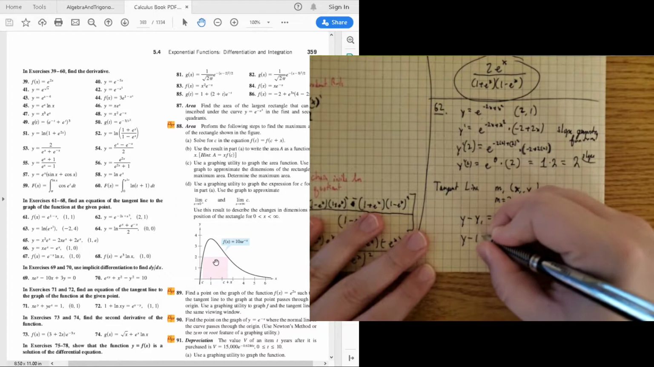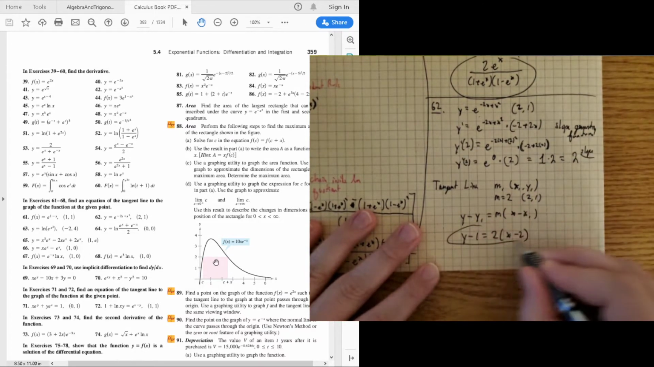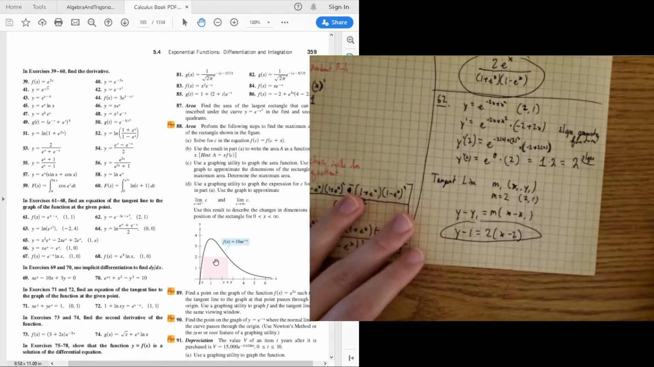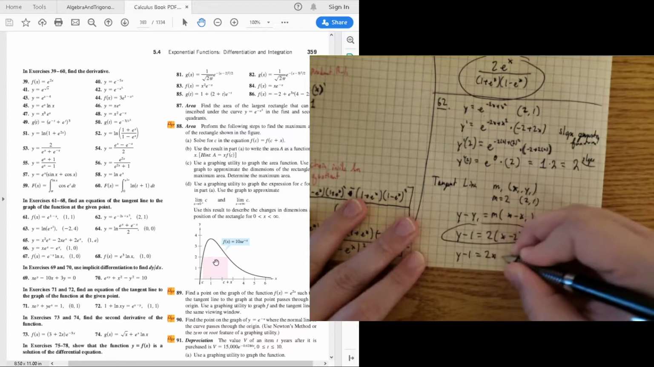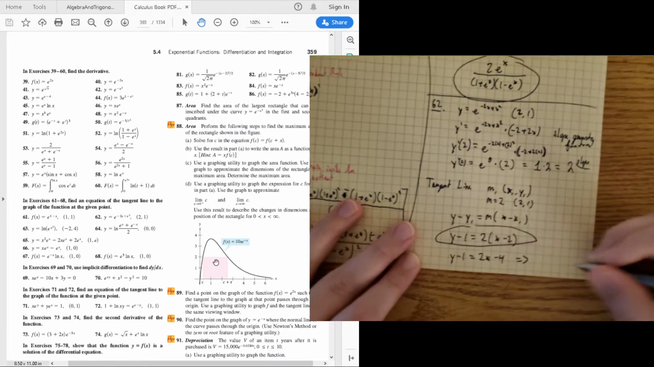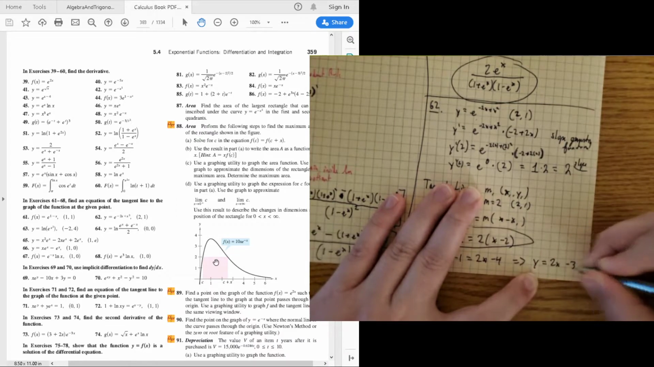Y minus 1 equals 2 parentheses x minus 2. This is one acceptable answer. Of course, the other acceptable answer is to simplify this. Y minus 1 equals 2x minus 4, which becomes y equals 2x minus 3.